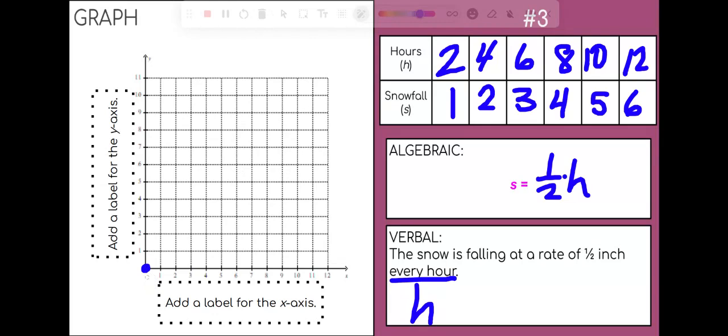Now for this one, be careful. It says add a label for the x-axis and add a label for the y-axis. So you're going to have to do a little bit of typing here. My x-axis is going to be the number of hours. Oh, it's not letting me. Okay, I'm going to write it. This is going to be hours. And then over here on the side, it's going to be snowfall.